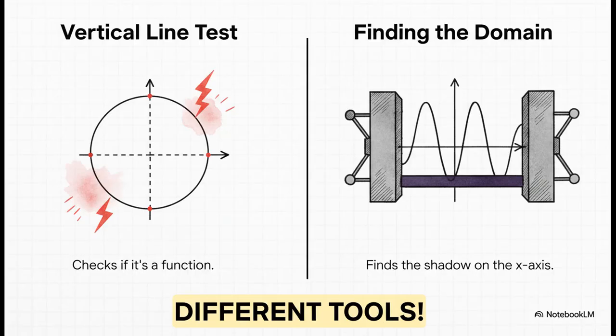The other thing that sometimes trips people up is the vertical line test. You probably remember that. But here's the thing. It's a completely different tool for a completely different job. The vertical line test checks if a graph is a function. It has absolutely nothing to do with finding the domain. Remember, for domain, we're squishing the graph horizontally to find its shadow, not scanning it with a vertical line.